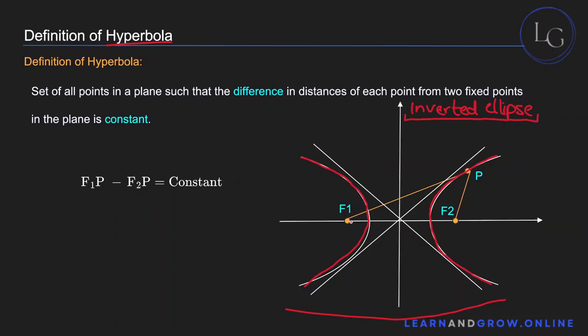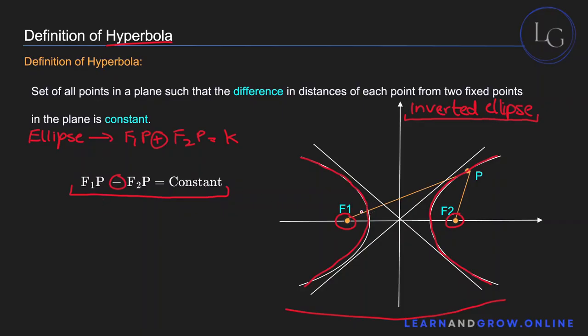It's similar to an ellipse also because it has two foci. And it has this equation that holds true for all hyperbolas. Now, in case of an ellipse, this equation was F1P plus F2P is equal to some constant. The only difference between both of these equations is this sign, and it exists because of the inversion of the parabolas.